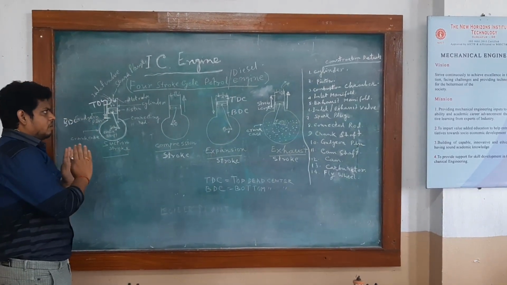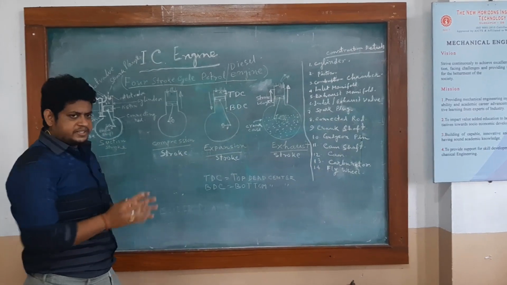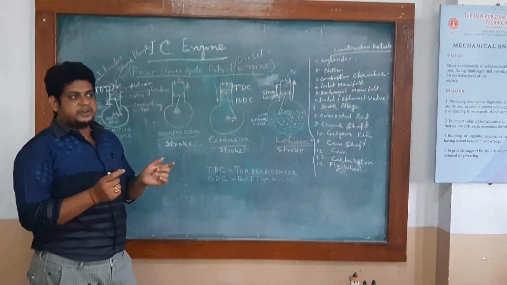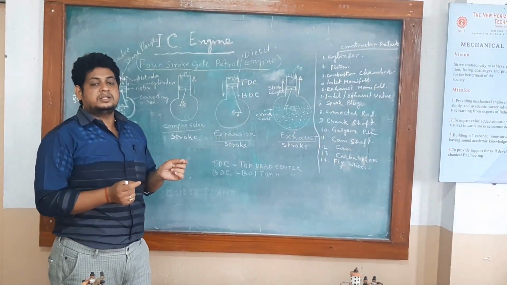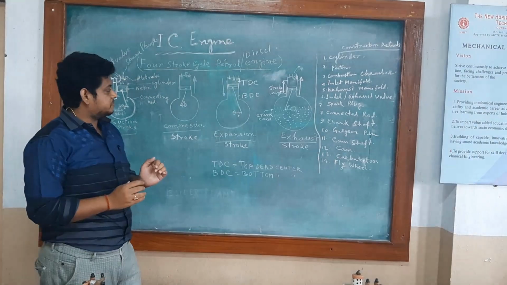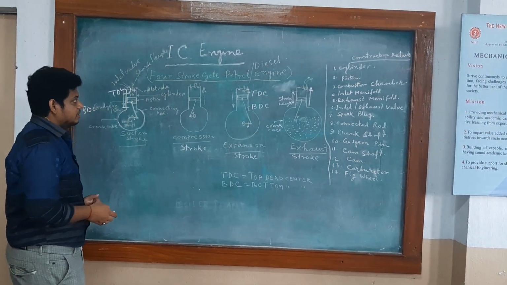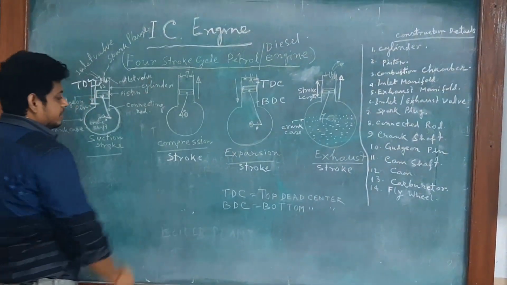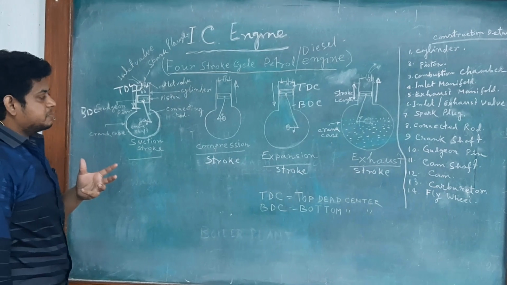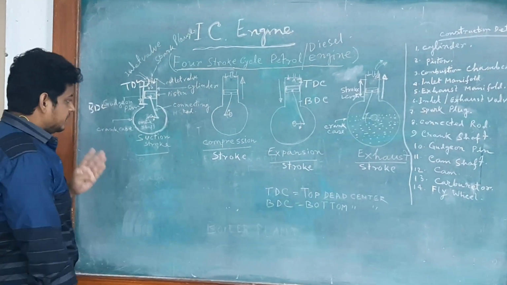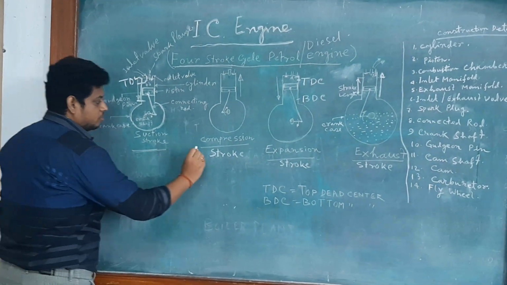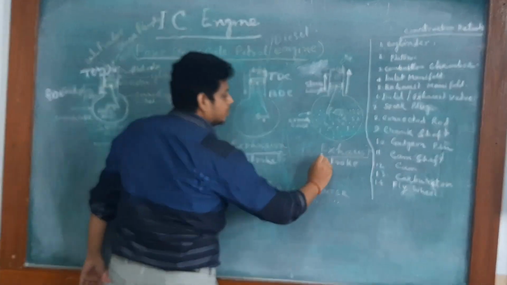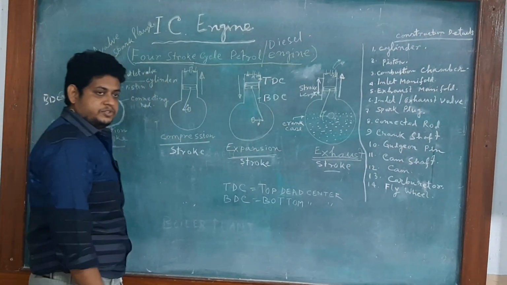The operation of petrol and diesel engines is quite similar, with a little bit of difference, mainly in the construction. So first I explain the petrol engine, how the petrol engine works. In a 4-stroke cycle, the complete operation is performed in 4 different strokes: suction stroke, compression stroke, expansion stroke, which you can also call the power stroke, and the 4th one is the exhaust stroke.